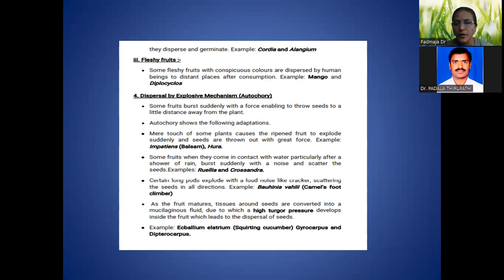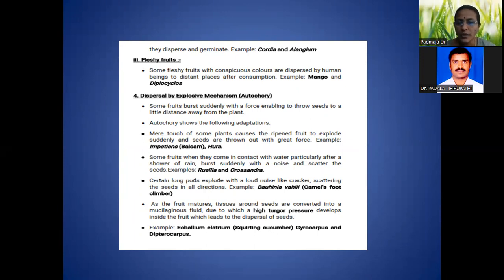Sometimes due to this rain water, when the water falls on the seeds, they suddenly burst and a noise-like sound will also be formed and these are scattered. Example, Ruellia and the Crossandra. And certain long pods explode with sound, scattering the seeds in all directions, like Bauhinia. The Bauhinia vahlii is also commonly called the camel's foot climber. They are very tall plants.